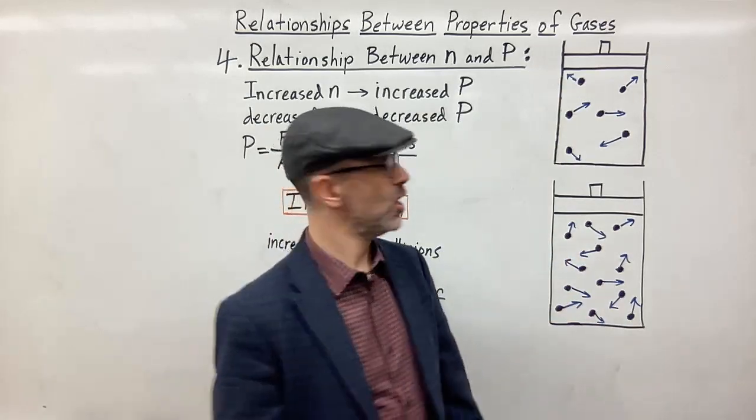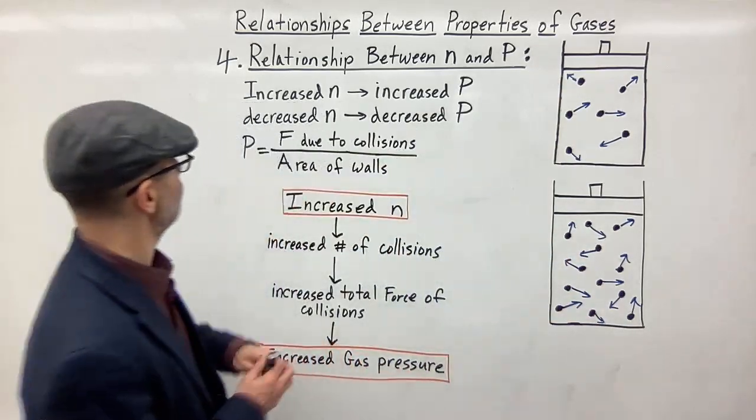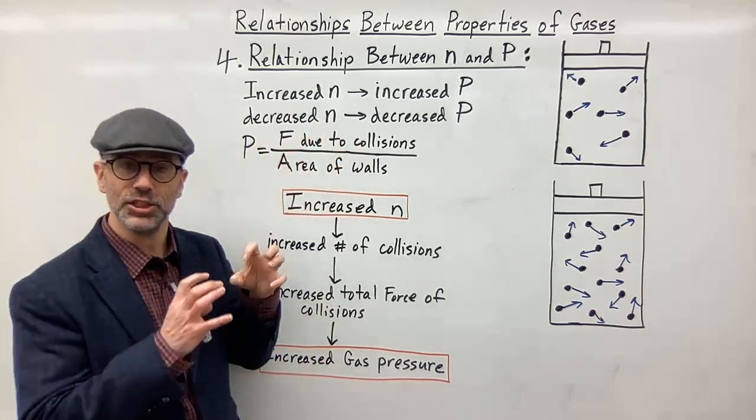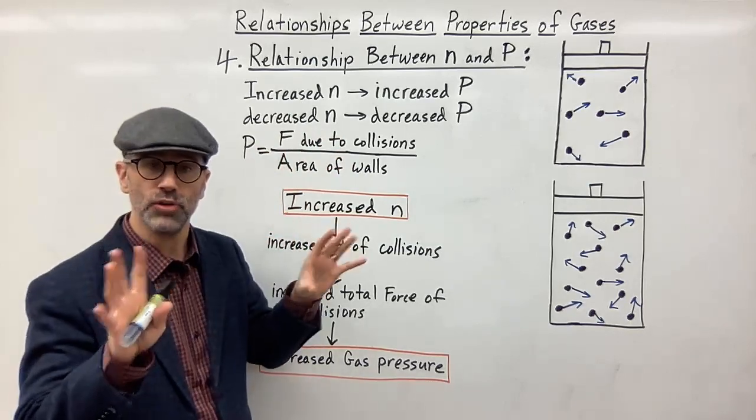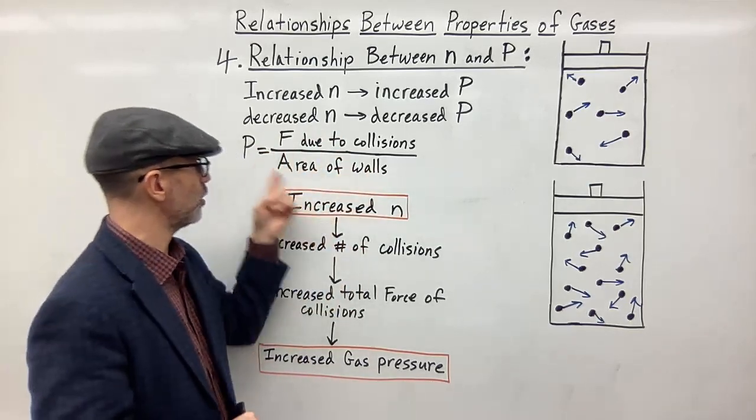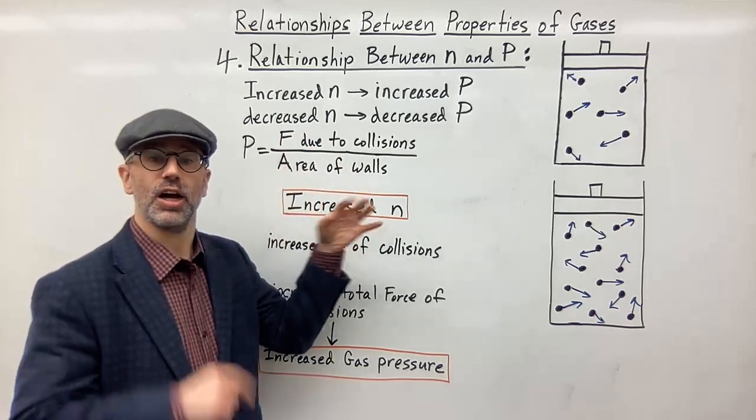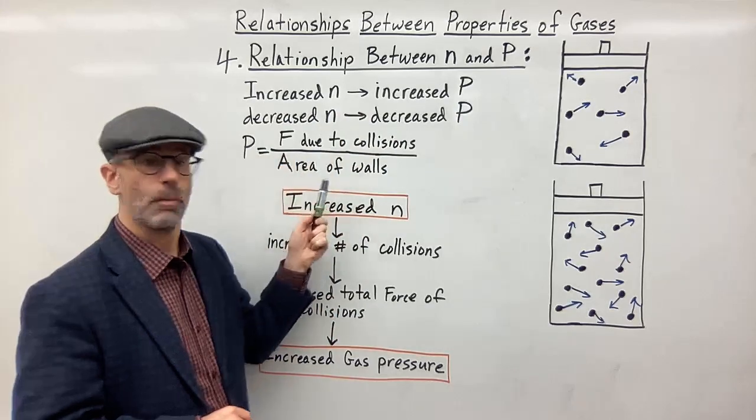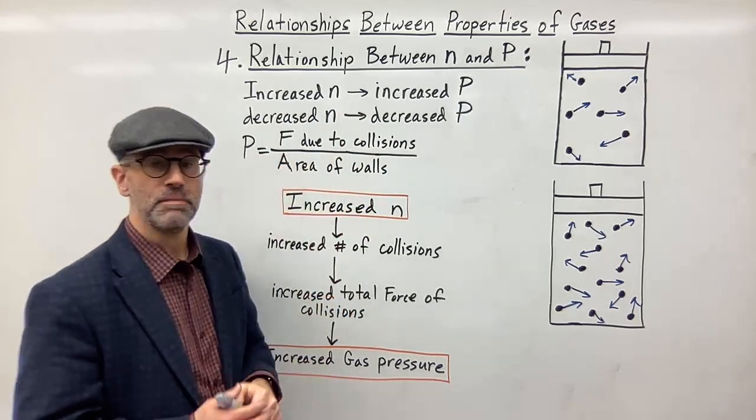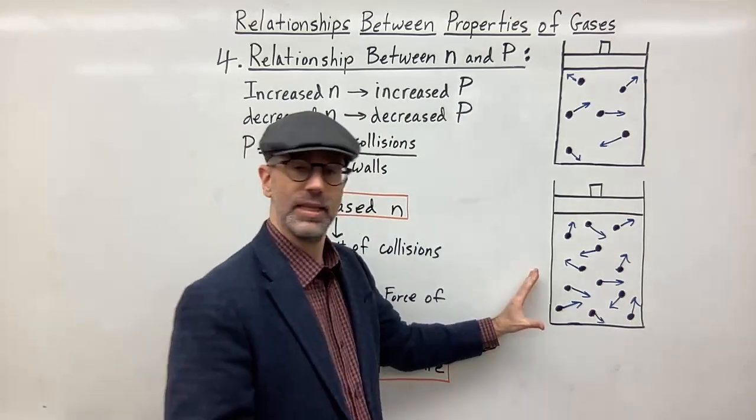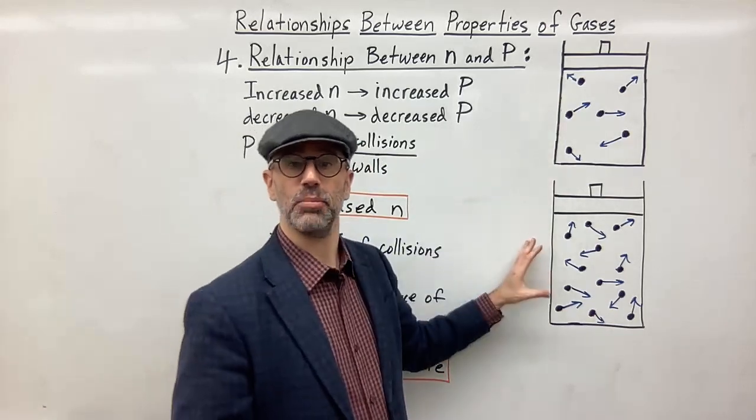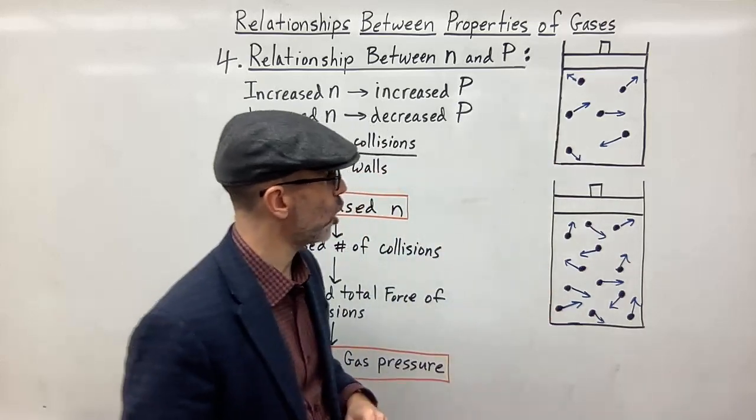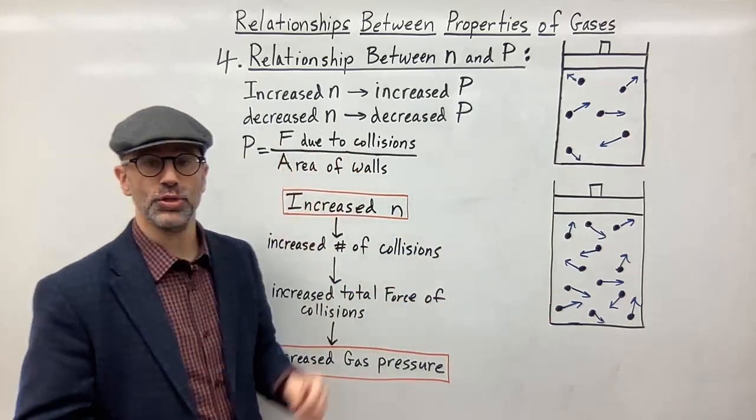And we look at what happens to pressure. Remember, pressure is equal to the force due to the collisions of the particles against the walls of the container, divided by the area of the walls themselves. So it's the amount of force per given area. In this case, the area stays the same because the volume is not changing. So what about the force due to collisions?